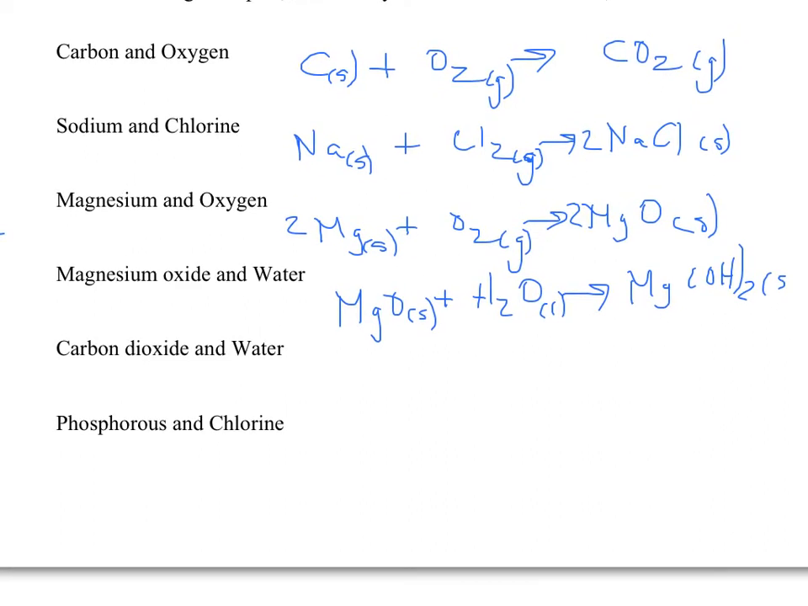The next example is carbon dioxide and water. This is pattern number 4. I have a non-metal oxide in water. I'm going to create an acid. Acids always have hydrogens listed first in their formulas. Because there's oxygen in my reactants, I'm going to make an oxyacid. So I form a polyatomic with the rest of the elements.